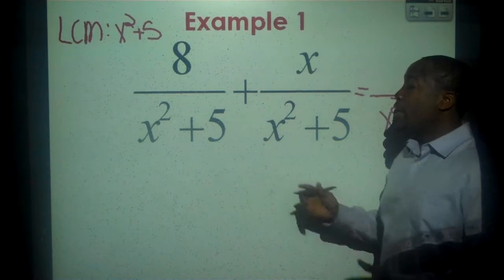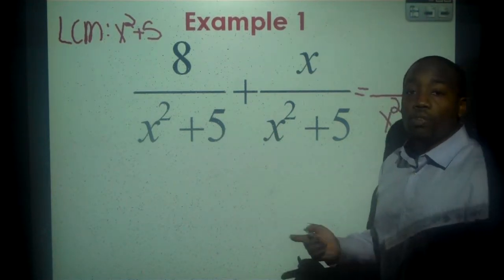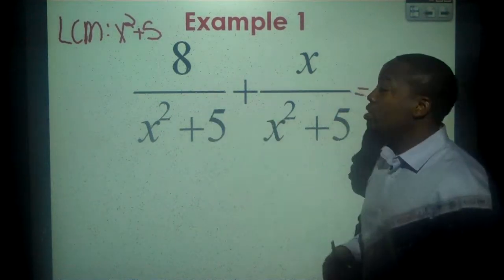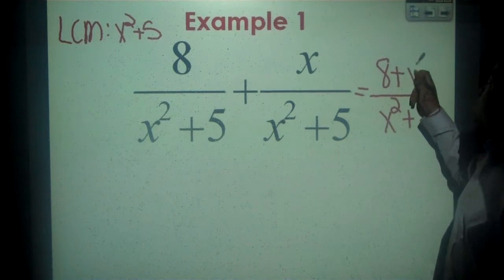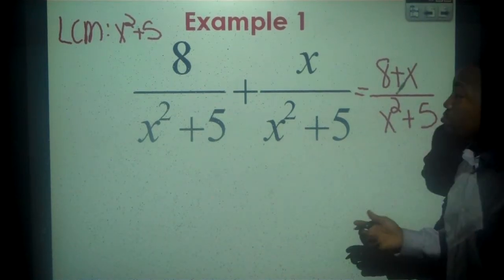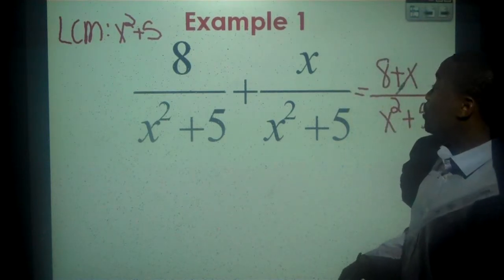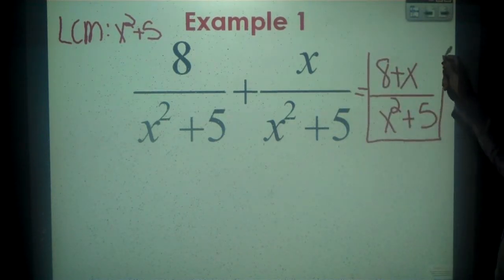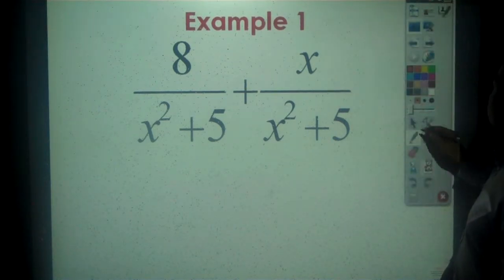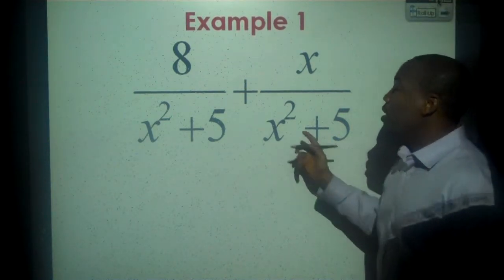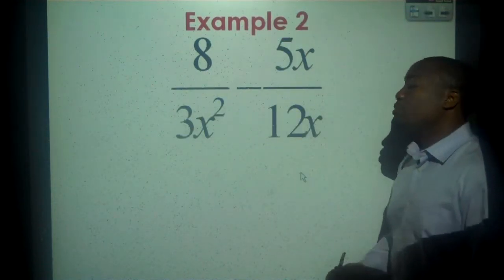Now, when I have the denominators the same, all I have to do really is just add the top. So a plus x would be a plus x. And as you see, that's very simple, right? That's our answer. So we're done there. So this is our answer for example 1. Now, let's go to an example where the denominators are not the same. And our first one is going to be example 2.